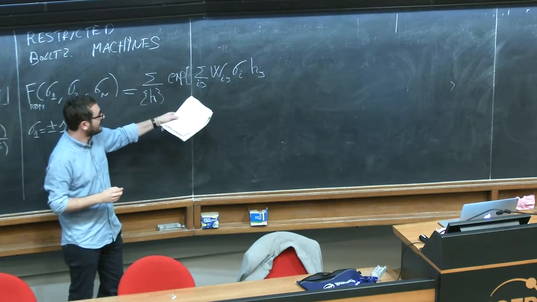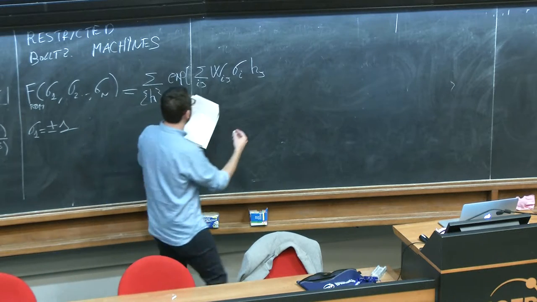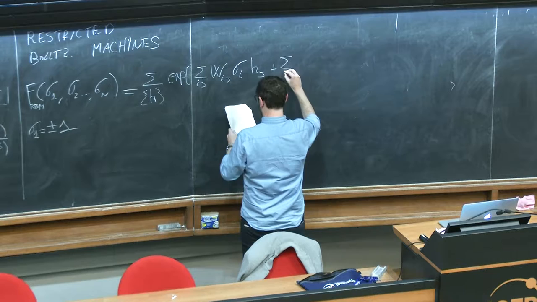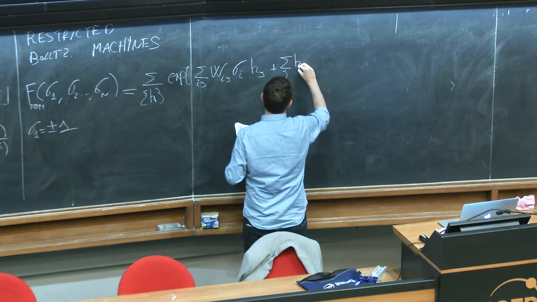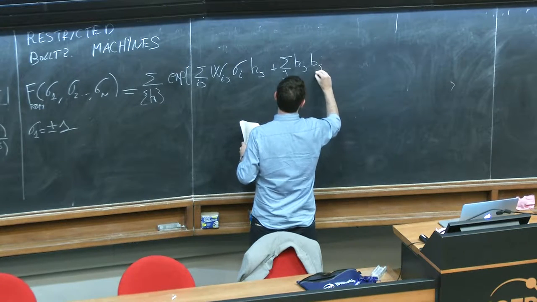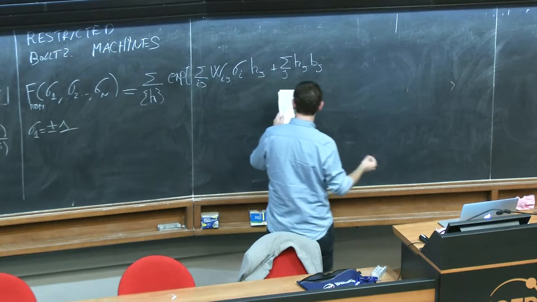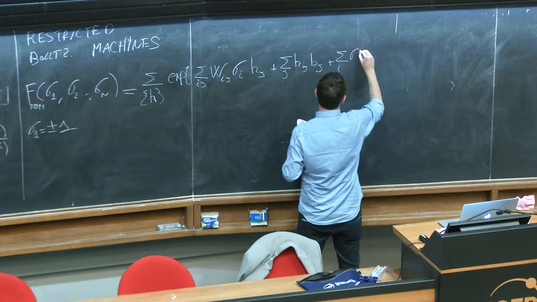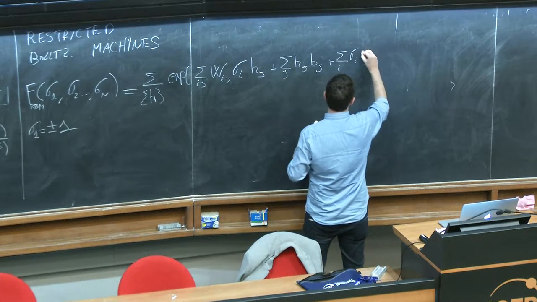So this is really just the classical interaction energy. Plus, I also have some bias terms for those spins, both for the hidden spins, these h variables, and for the physical spins, the physical variables sigma i, with biases a i.